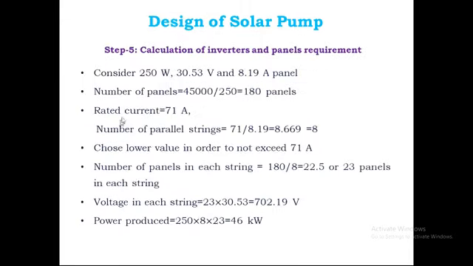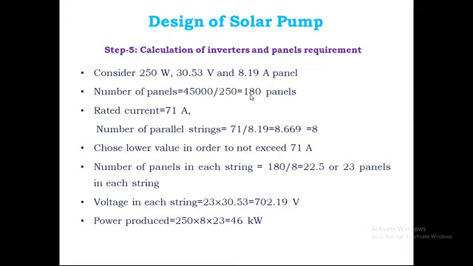Now, how many panels are required? You can choose your own panel rating, 300 watt, 400 watt, 150 watt, like that. I am considering a 250 watt panel. The 250 watt panel has an open circuit voltage of 30.53 volts and 8.19 ampere. So how can you calculate the number of panels? The solar power required is 45 kilowatt. So 45 kilowatt by 250 watt gives 180 panels. So 180 panels are required.